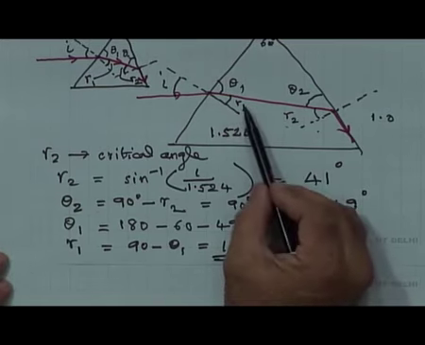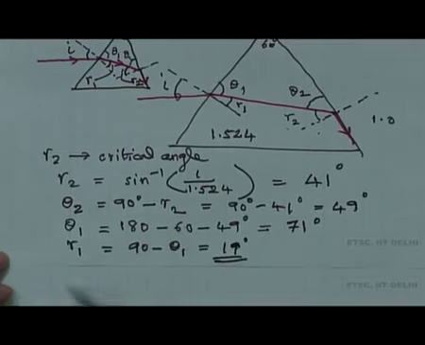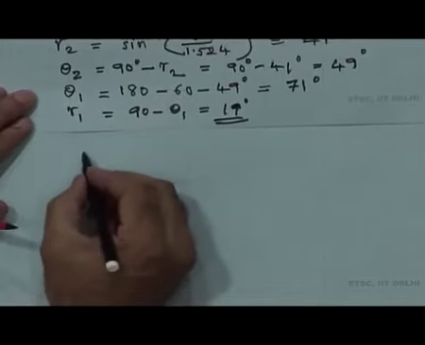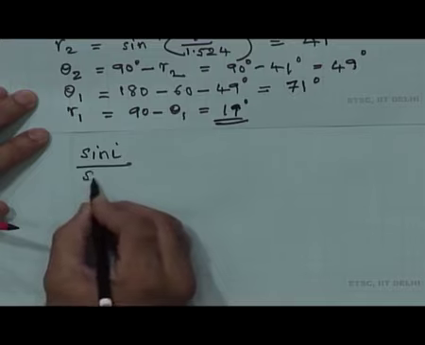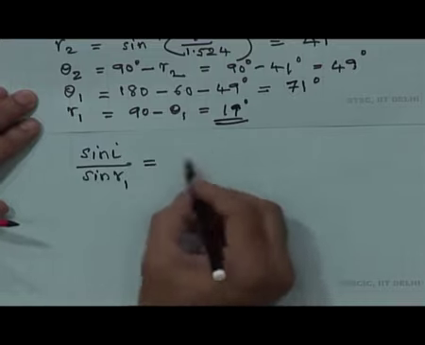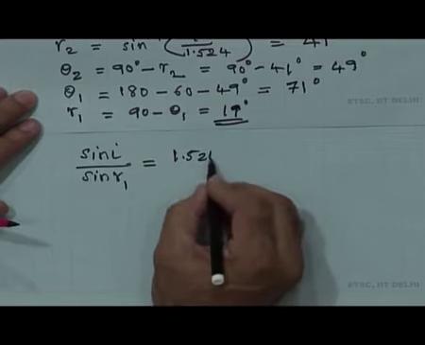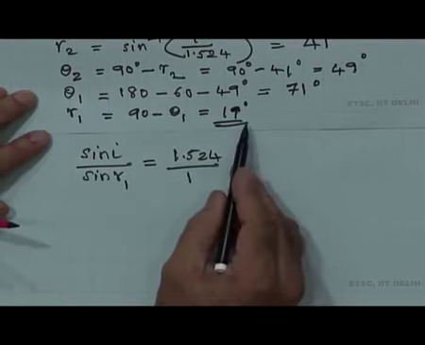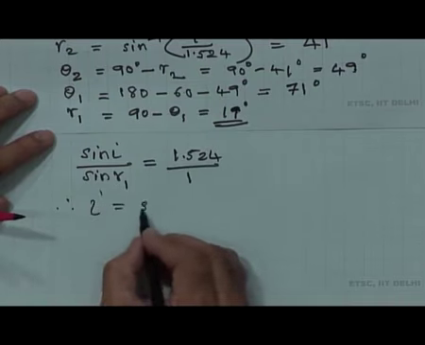So, we have got R 1. How to get I? Simply apply Snell's law, and therefore, let me continue here in the sheet. sin I by sin R 1 is equal to n 2 by n 1. So, 1.524 divided by 1.